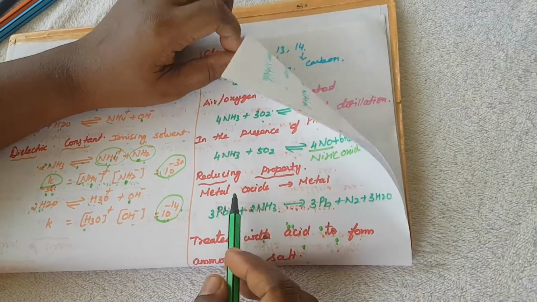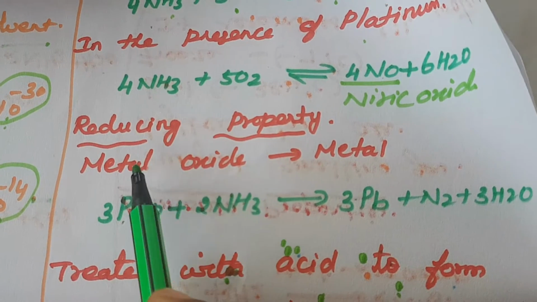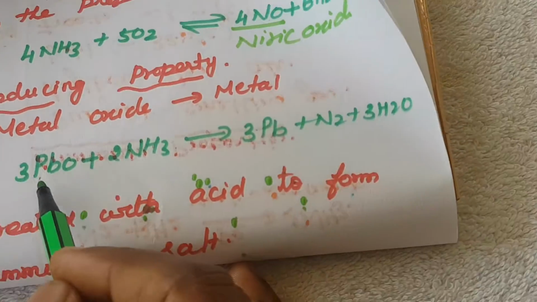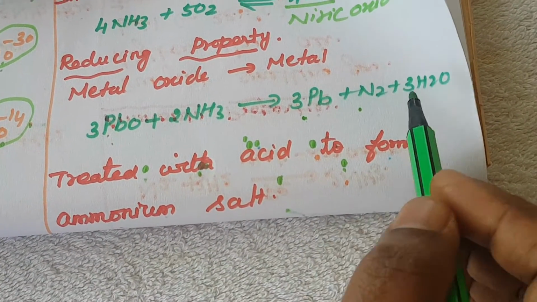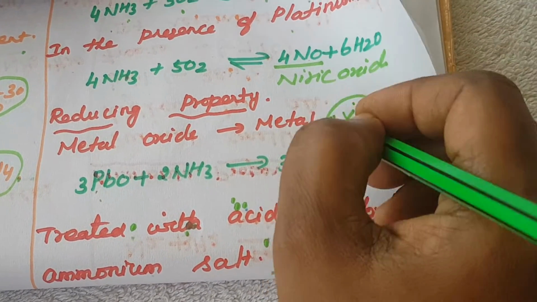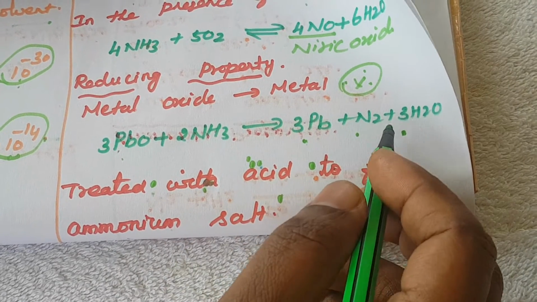Next one is, what are the reducing properties? Reducing property means a metal oxide is converted into metal. Ammonia has the tendency to convert metal oxide into metal. For example, lead oxide plus ammonia gives lead plus nitrogen plus H2O. Okay, so this is the reducing property, and this is a very important one.